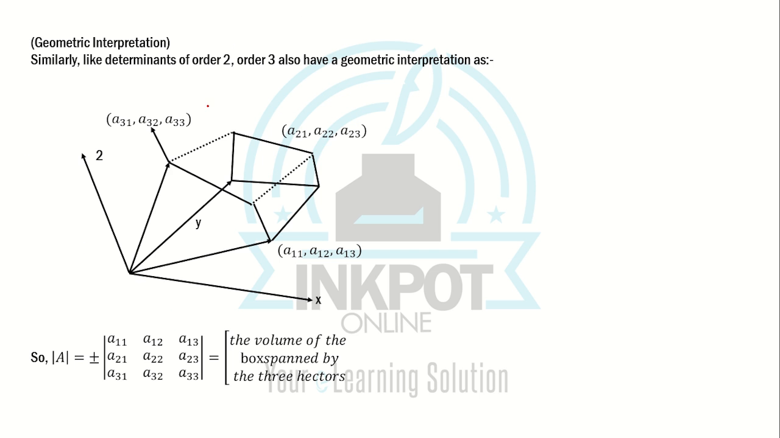Again, the geometric representation of a 3 cross 3 determinant, just like a 2 cross 2 determinant was a parallelogram, the 3 cross 3 determinant can also be plotted, and it would look something like this. Once again, this is not something that you have to remember. It's just information that needs to be kept in mind.